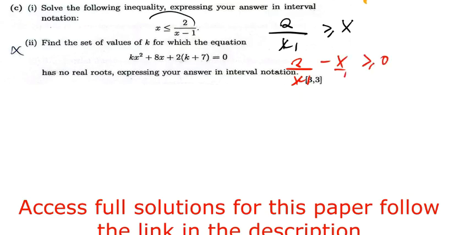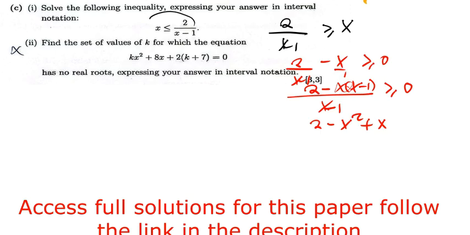Here remain with 0. Here you have 1. The common denominator is x minus 1. So x minus 1 into x minus 1 is 1, 1 times 2 is 2. Then here x into x minus 1 is x squared minus x. Then we are going to have 2 minus x squared plus x over x minus 1 greater than or equal to 0, because negative and negative is going to cancel out, it's going to be positive. So we have this.